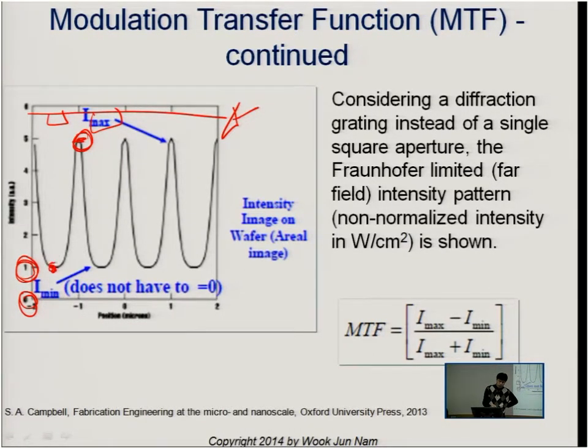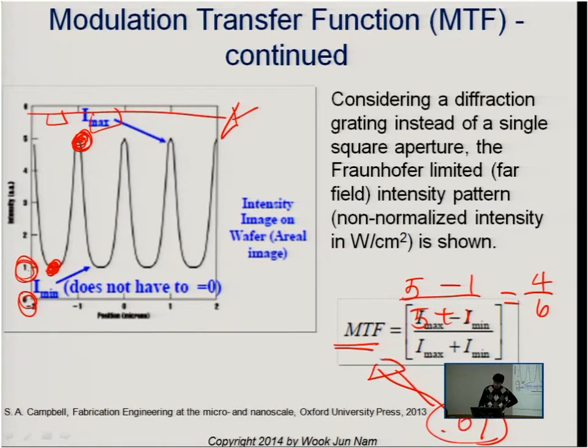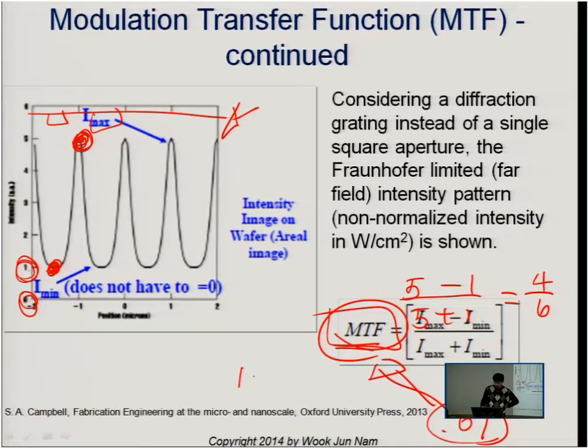So based on the minimum intensity and the maximum intensity, we can calculate the number. In this case, the maximum is 5 and the minimum is 1. So this one is about 0.67. 0.67 is the MTF, modulation transfer function. For this modulation transfer function, the maximum number can be 1, and as the number gets close to 1, the performance of your exposure tool gets closer to the ideal system.